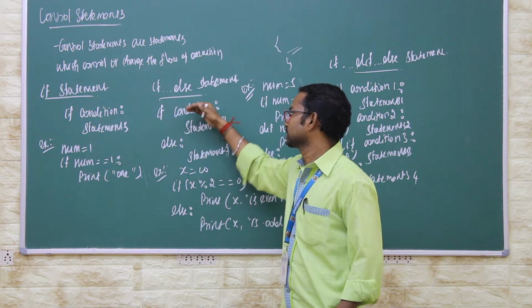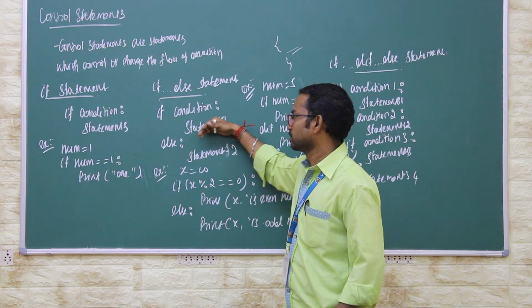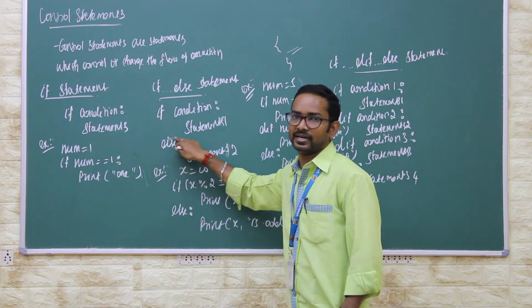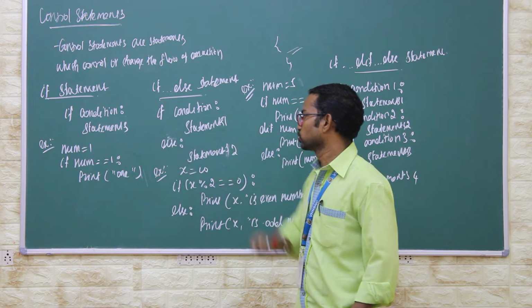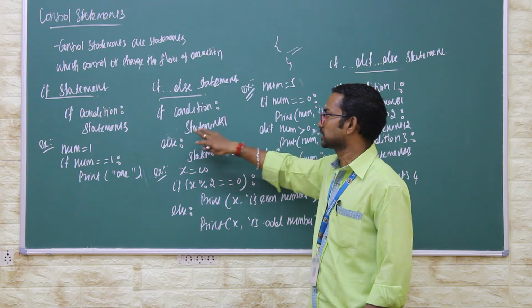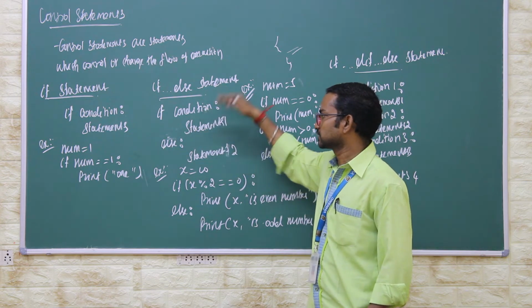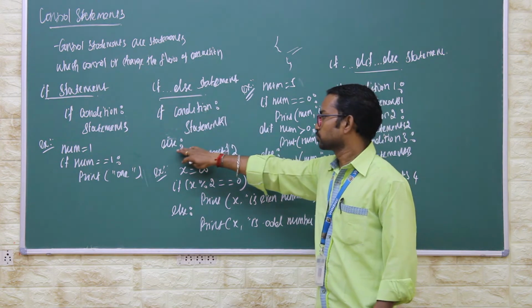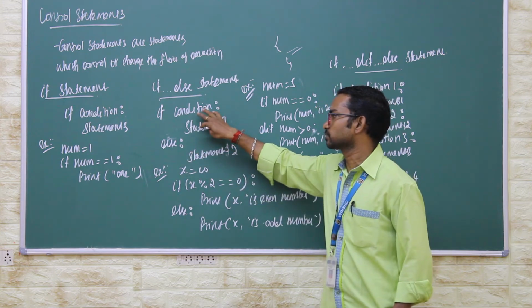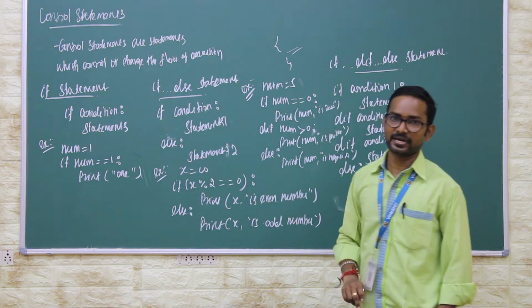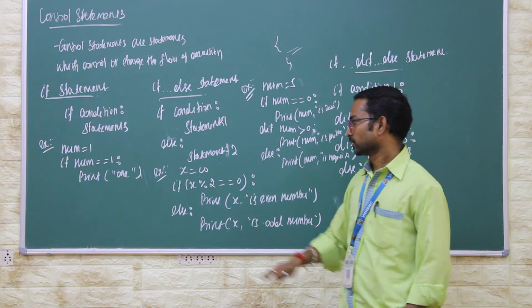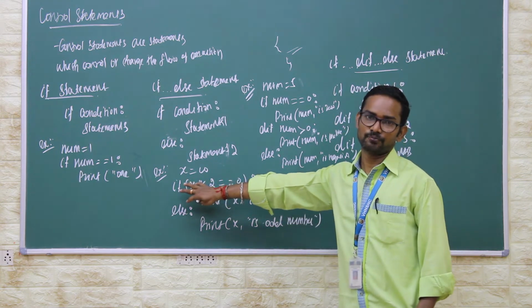For the if condition, the statement 1 that follows is indented. What indentation? Four spaces are followed. This is called the if-else statement. If the condition is true, statement 1 is executed. Suppose the condition is false, then the else statement is executed. Here is a simple example for the if-else statement.